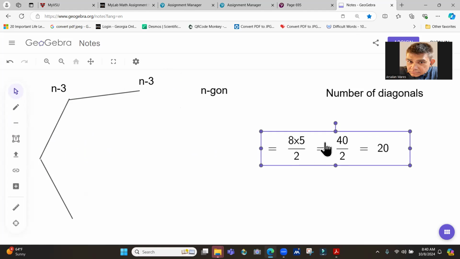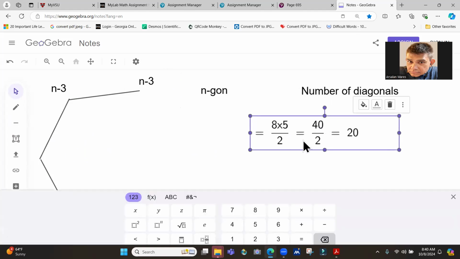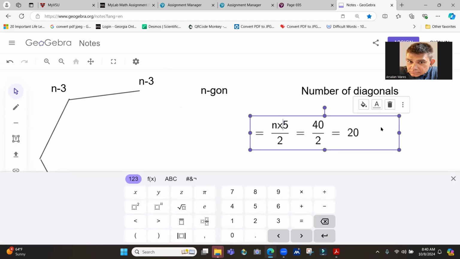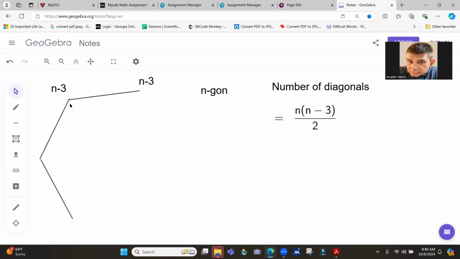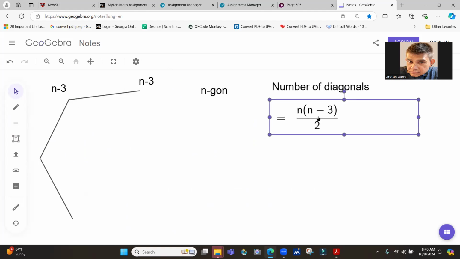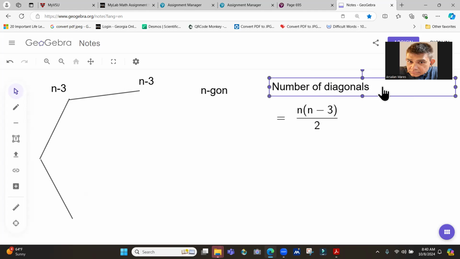So it'll be your number of diagonals. There are n points, put n, and then you can say n minus 3. And don't forget to divide by 2. Why are we dividing it by 2? We're dividing it by 2 because each diagonal is being counted twice in this formula. So this is your general formula for number of diagonals for an n-gon.